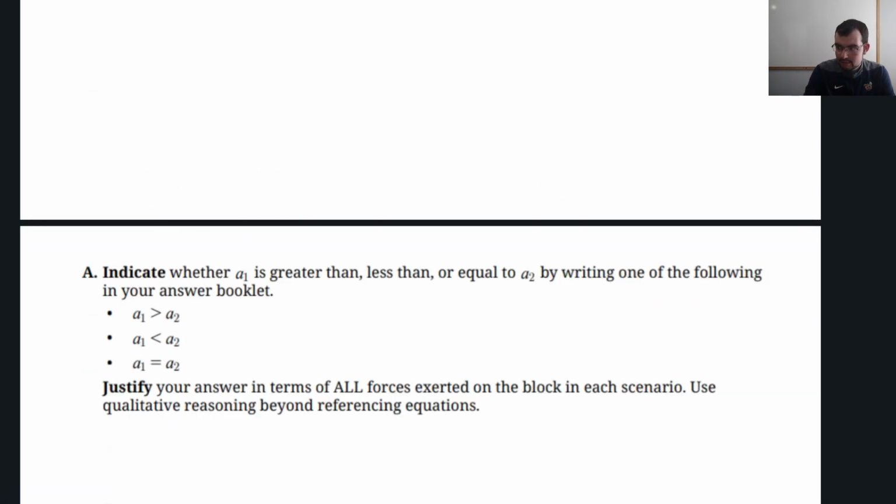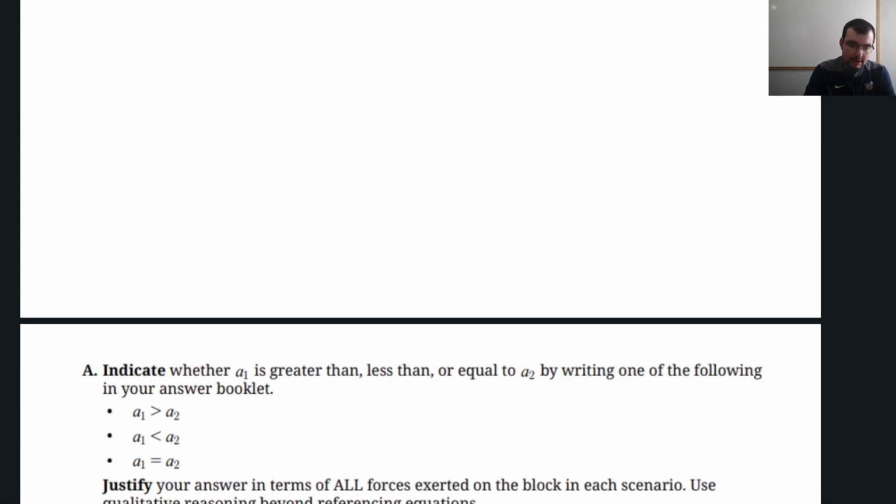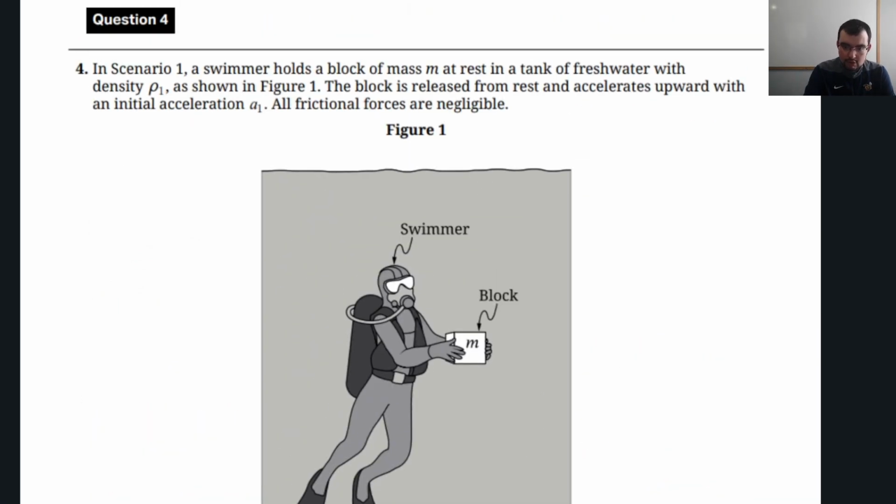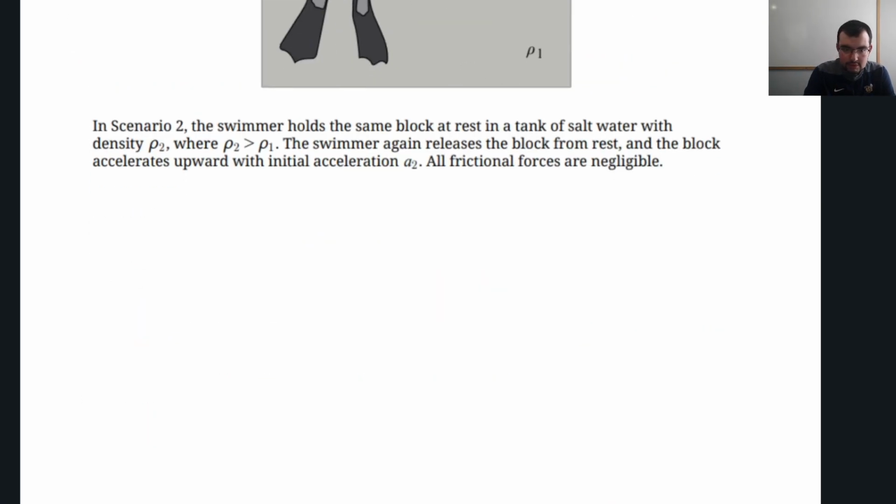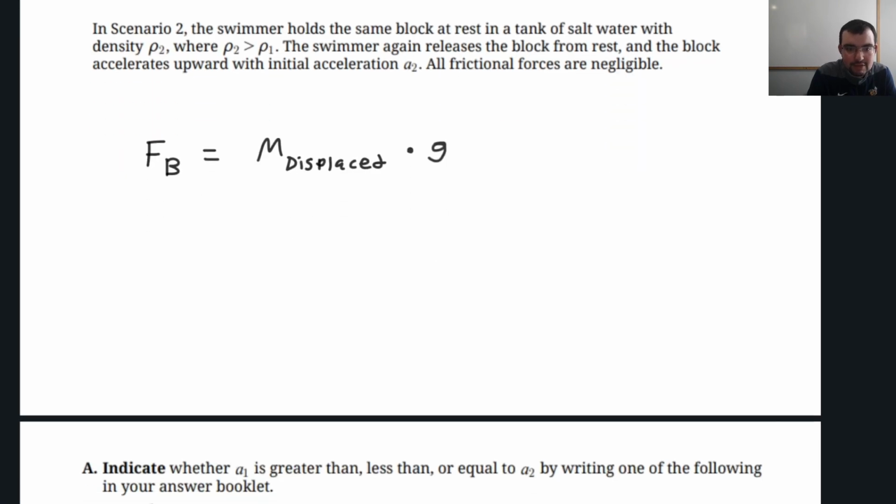So first we have to indicate which acceleration is bigger. And it is given that the salt water is more dense. So just for some diagramming out here, we know that the buoyant force is equal to the displaced mass by your object times g. So it's just the weight of the displaced fluid. And we know that the displaced mass can be written as rho of the fluid times volume.